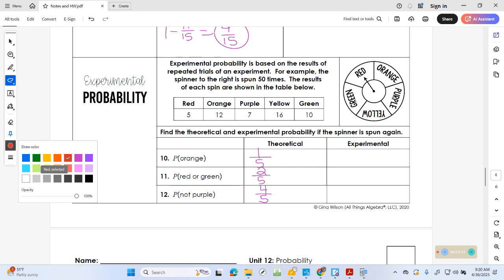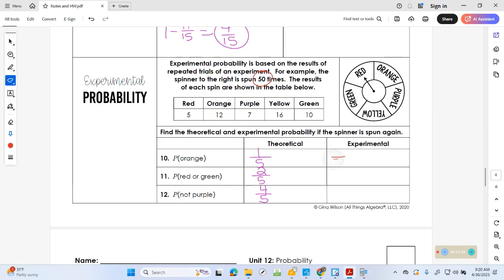Now we're going to get fancy and do the experimental. Notice for the experimental, they spun it 50 times, so this is all going to be over 50, which I have a feeling we're going to have to reduce. So for orange, we're going to look at the table. They actually spun it 50 times, and this is what they landed on. How many times did it land on orange off the table? 12. You guys can reduce it, whatever. I'm just going to give it to you: 6 out of 25.